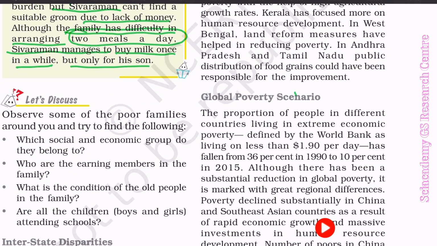Let's discuss. Observe some of the poor families around you and try to find the following. Which social and economic group do they belong to? Who are the earning members in the family? What is the condition of the old people in the family? Are all the children, boys and girls, in a family attending school?